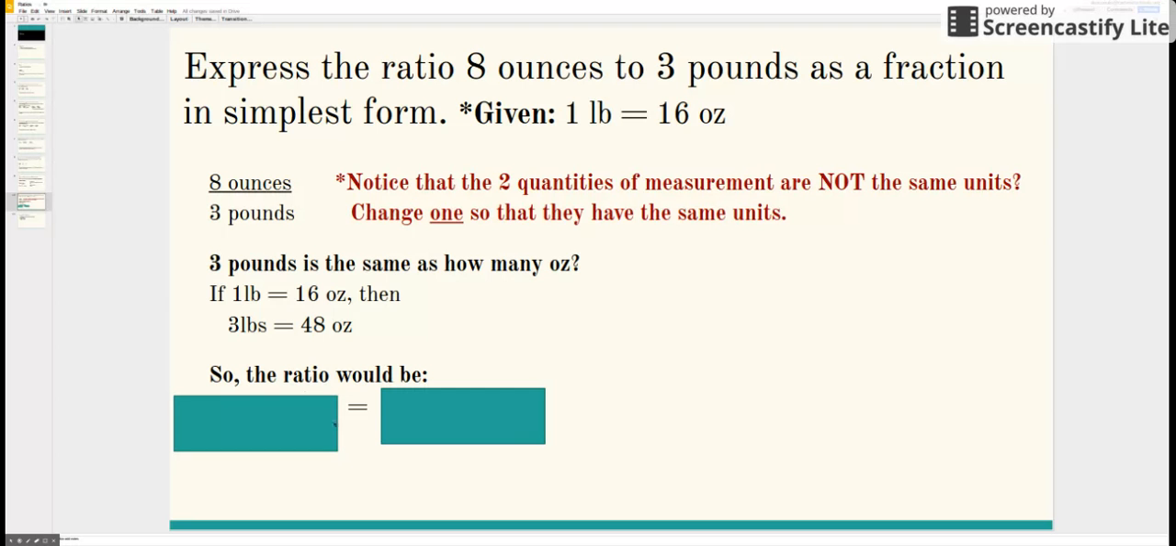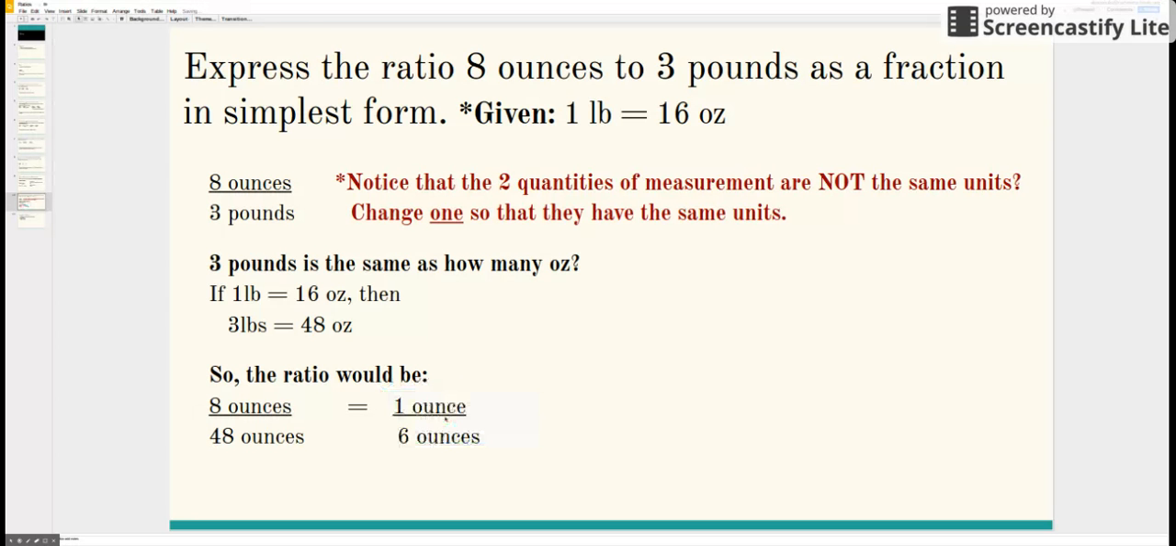Okay, so your new ratio, given ounces to ounces, right, would be 8 ounces over 48 ounces, which simplifies to 1 ounce over 6 ounces. If you just divide by 8, right? If you divide the numerator by 8 and divide the denominator by 8.